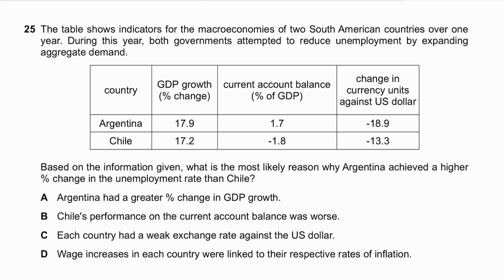And in contrast, you have a negative current account balance for Chile, which indicates higher imports than exports. That will obviously result in decline of domestic industries, potentially leading to job losses or less job creation, and that would perfectly explain why there is a difference. And so it follows that the most likely reason why Argentina achieved a higher percentage change in the unemployment rate than Chile is due to their differences in the performance on the current account balance, right? And so option B is the correct answer.